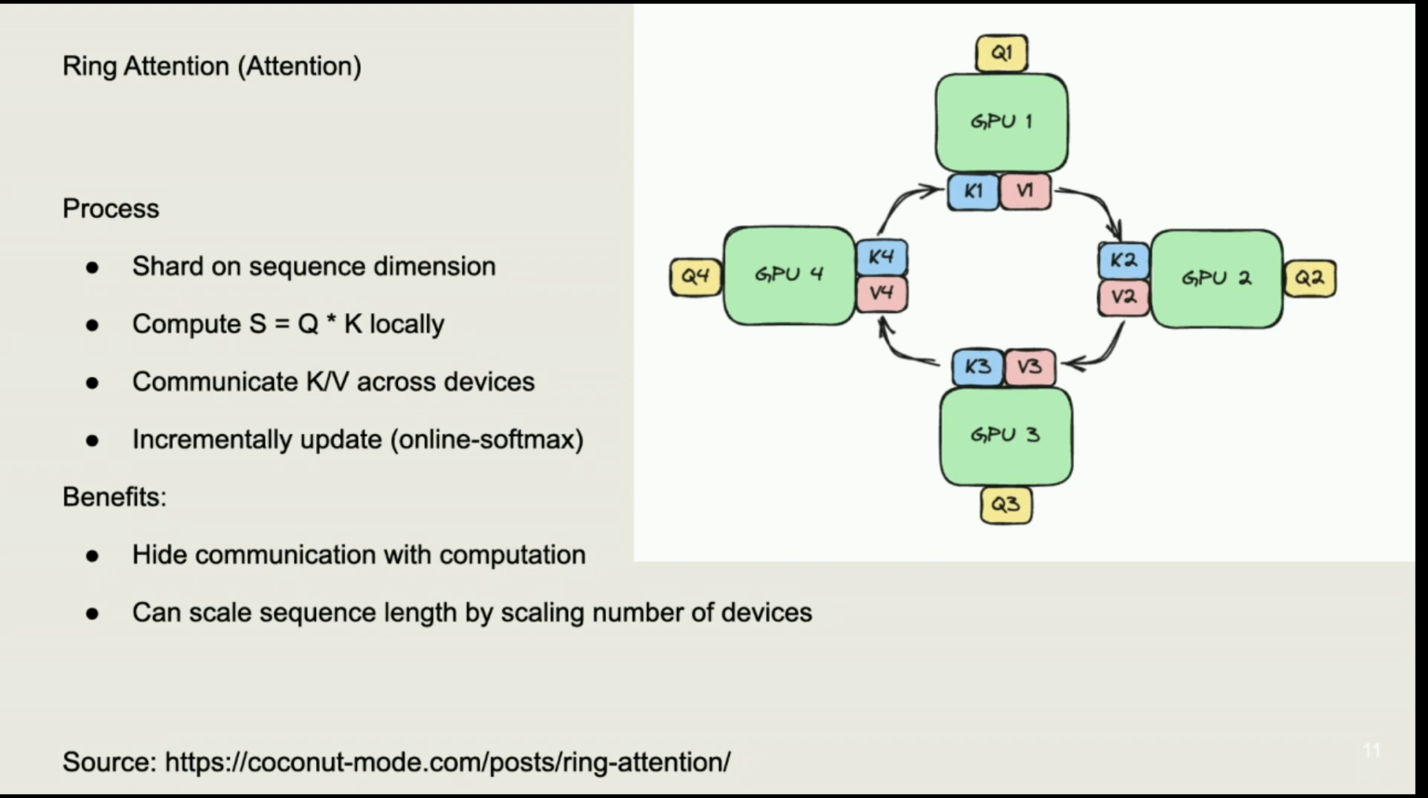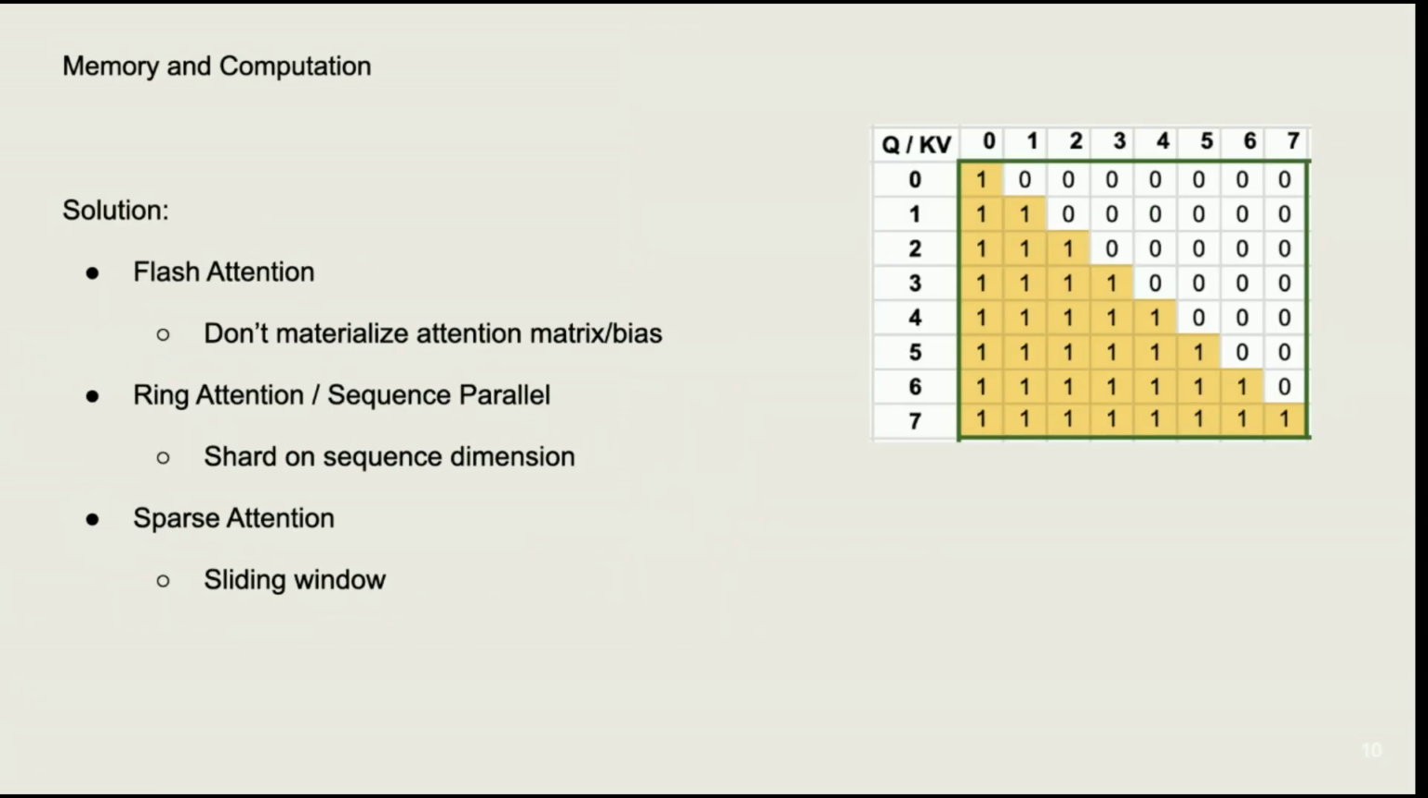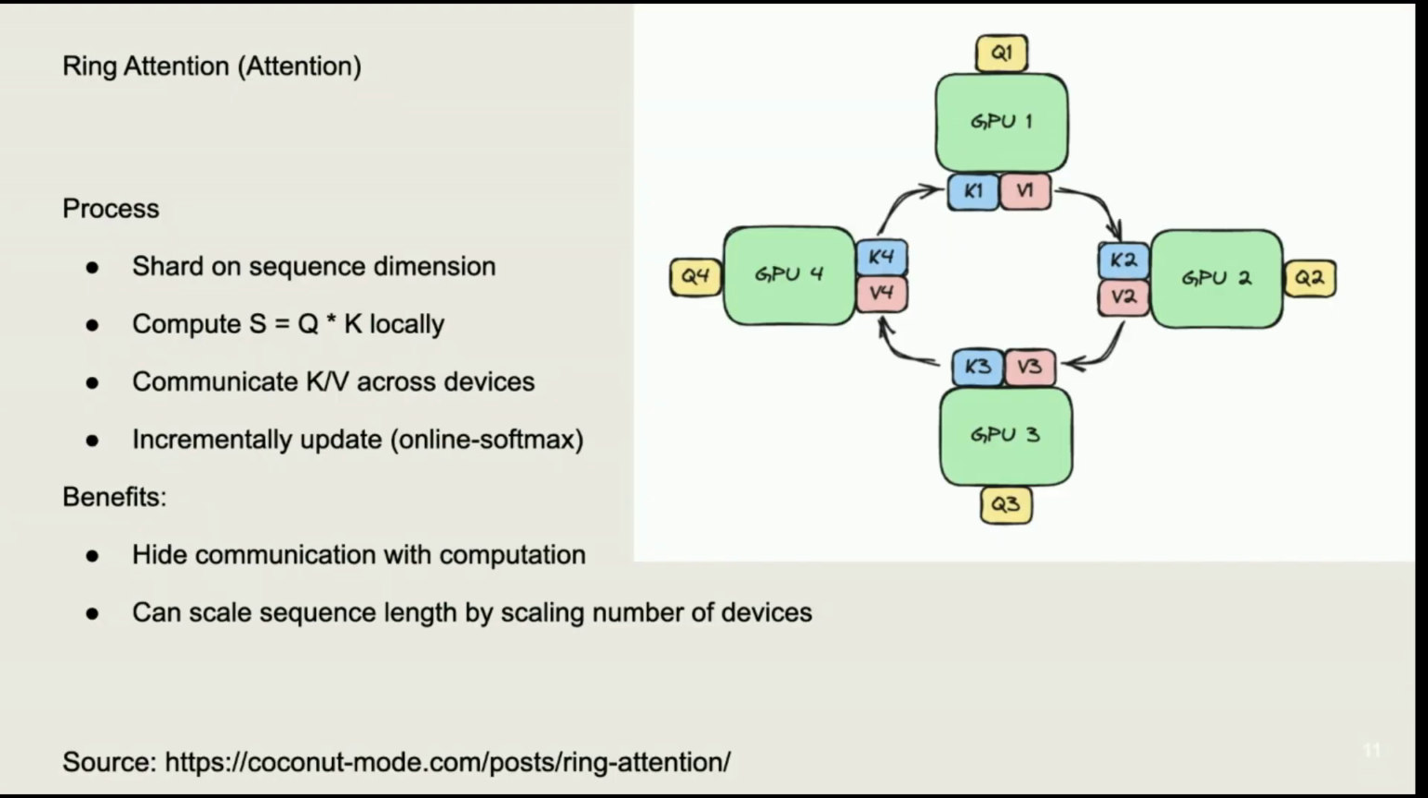Then we can apply an idea similar to flash attention, where we don't materialize this n by n attention matrix, and ring attention is very similar. We don't materialize the entire n by n matrix. Every time we do a computation, we compute locally the product between the queries and the local keys and values. And in the meantime, we can do communication across the GPUs in a ring fashion.